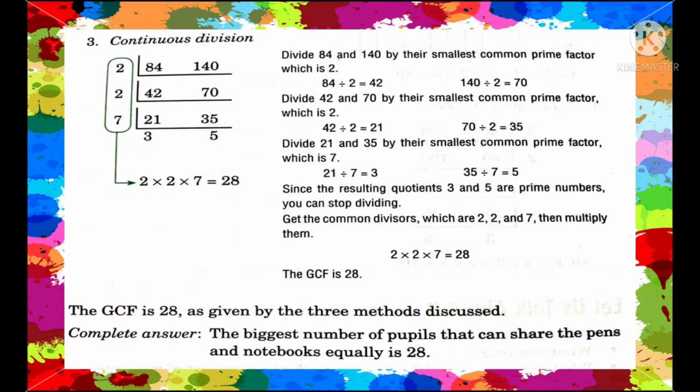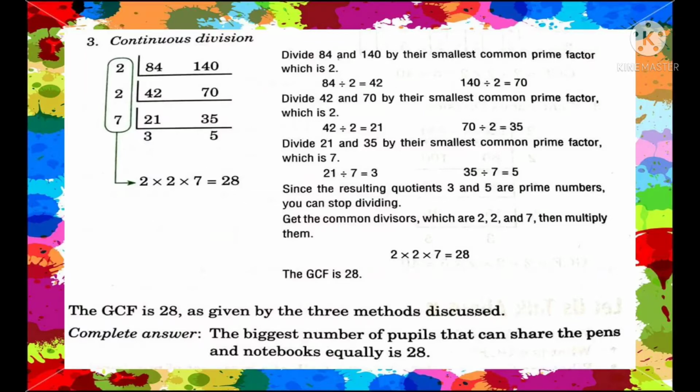So, ang gagawin lang natin, hahanap tayo ng smallest common prime factor kay 84 and 140 which is si 2. So, ang gagawin lang dyan, 84 divided by 2 is 42. 140 divided by 2 is 70. Ngayon, si 42 at 70 ay hahanapan ulit natin ng common prime factor para i-divide ulit sila. So, si 2 ulit. 42 divided by 2 is 21 and 70 divided by 2 is 35.